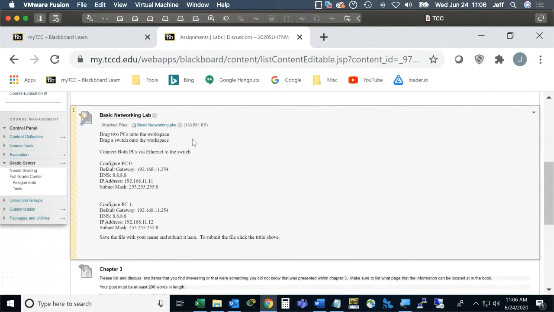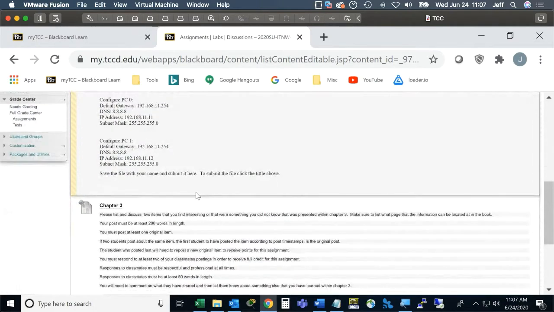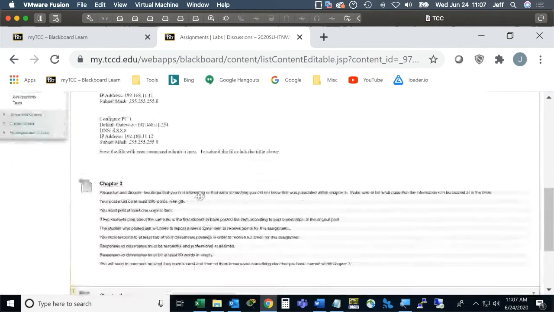Then our networking lab, right? And so you already submitted it. It's a fairly simple packet tracer lab, and so please don't hesitate if you have questions or anything with that. But if you went through the packet tracer course, it should be fairly relatively simple. You're dragging two PCs and a switch to the workspace, and then configuring them and hooking them up. So it's not anything major. And then our chapter questions.